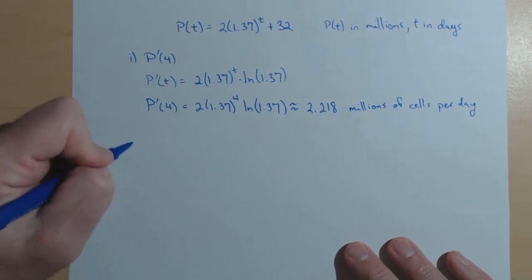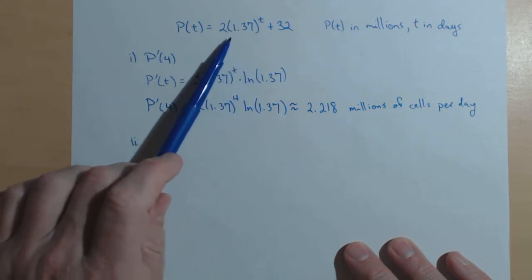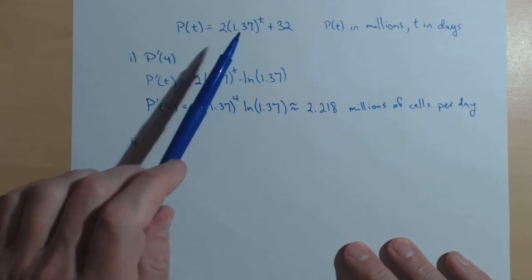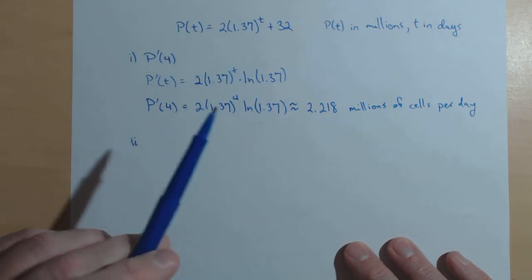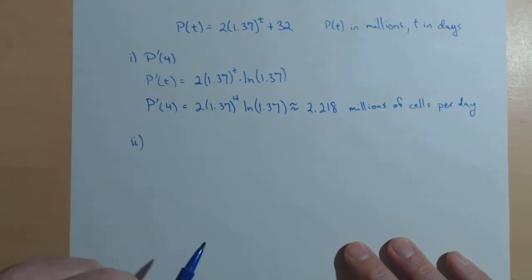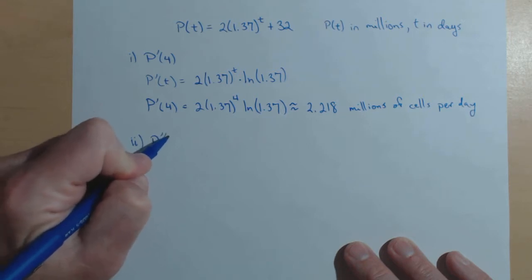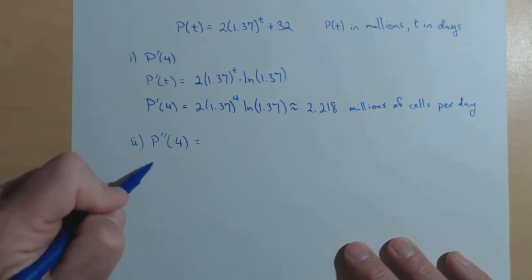Now, for the next part, we're actually going to be asked if the population is growing at an increasing rate or a decreasing rate. Well, based on what we know of exponential functions, we see that the base is greater than 1. So this is going to be concave up, so it's increasing at an increasing rate. But let's verify it using derivatives. What we'll do is we'll see what's going on with our second derivative at 4 to test our concavity.